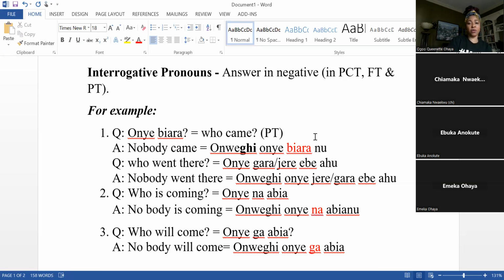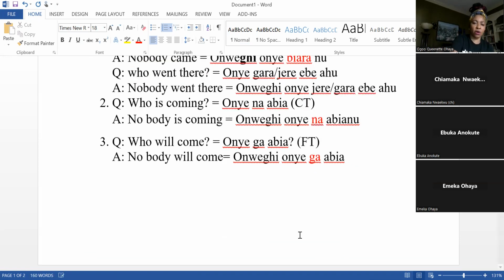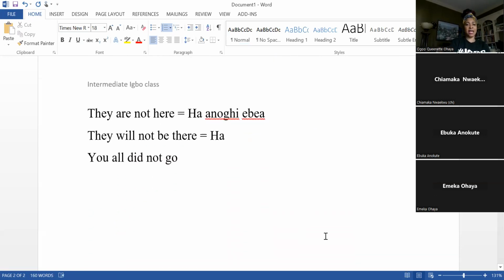Okay. So what we have here is continuous tense, present continuous tense. And when it comes to this one, this is future. This is future tense. So when you're doing this one, they will not be there.